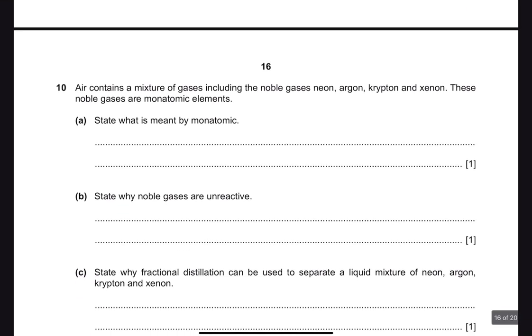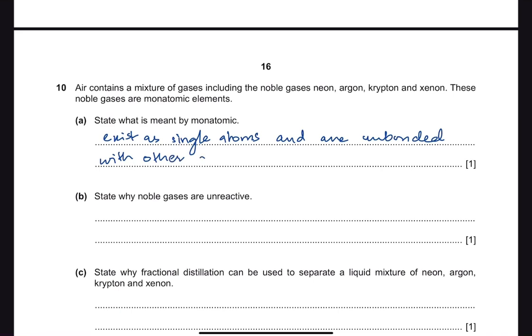Air contains a mixture of gases including noble gases: neon, argon, krypton, and xenon. These noble gases are monoatomic elements. So what do we mean by monoatomic? They exist as atoms. Atoms are unbonded. They exist as single atoms and are unbonded with other atoms.